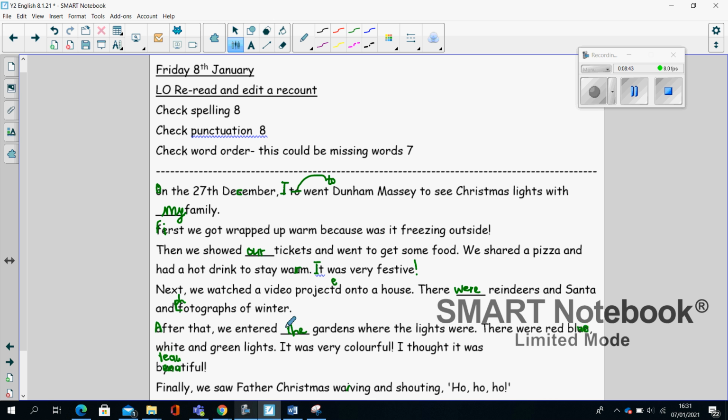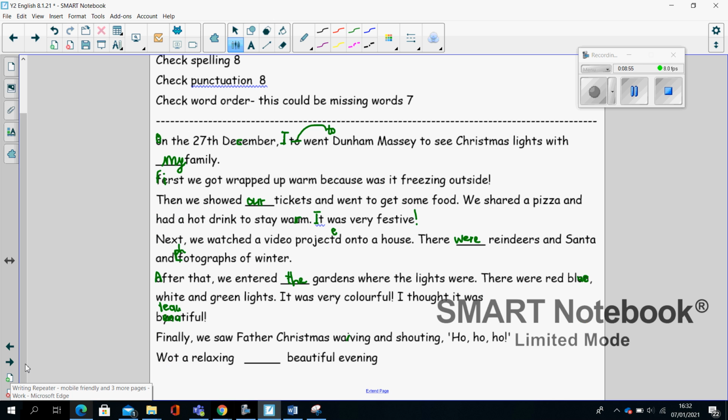Apologies for my writing. I'm writing with a computer mouse. Where the lights were, there were red, blue, white and green lights. It was very colourful. I thought it was beautiful. Finally, we saw Father Christmas waving and shouting ho, ho, ho. And on the bottom, we've got a H and A. So the word is WH and the O is actually an A. What a relaxing and beautiful evening. And because it's an exclamation start sentence beginning with what, it needs an exclamation.